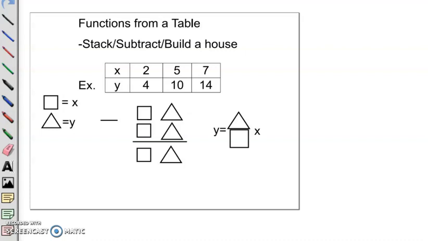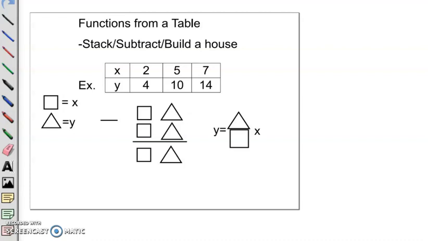We are continuing on with functions, but this time we are finding the function rule from a table, or finding the equation from a table. There is a method called stack, subtract, and build a house, which basically means you are subtracting your two y points, the second y point minus your first y point, and your two x points, your second x point minus your first x point, and then you stack them y over x to get something known as m, or your slope, or basically just what's being multiplied by x.